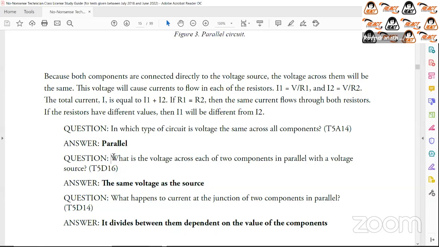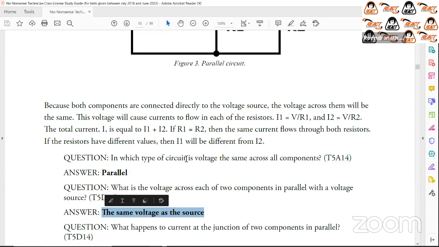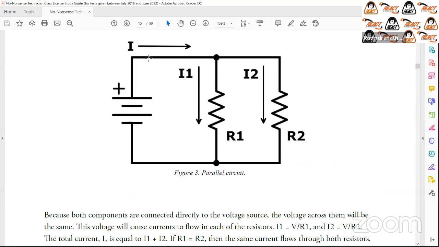Let's see the other question that they ask. What is the voltage across each of two components in parallel with a voltage source? Well, that's asking the same question in a different way. The answer is the voltage is the same as the source. In a parallel circuit, the voltage is the same for this source as it is for this resistor, as it is for this resistor. What is different is the current.